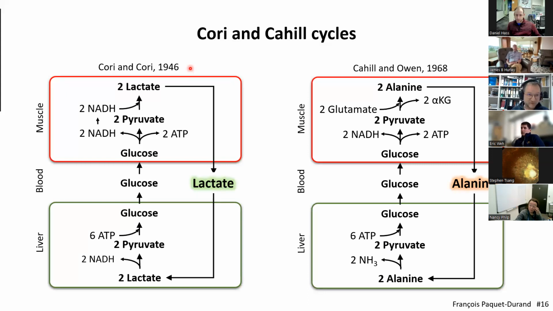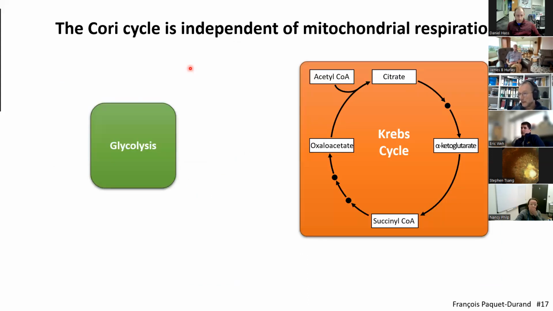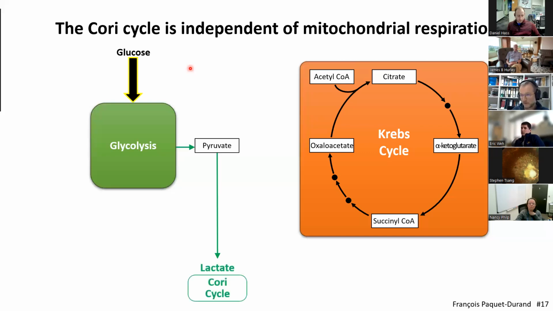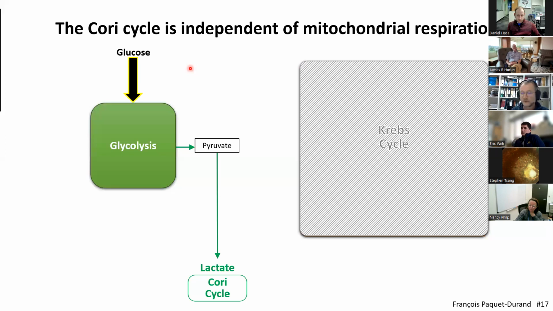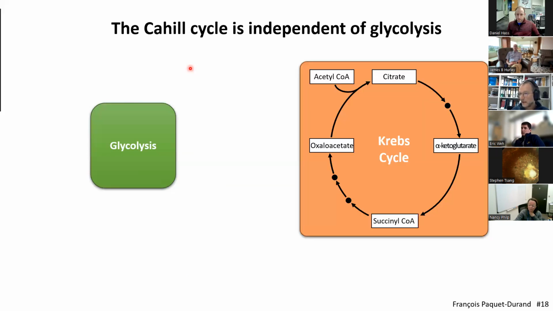So we found a lot of alanine. Now, another thing that is interesting about the Cori and Cahill cycles is that they're independent of mitochondrial respiration. For the Cori cycle, this is pretty obvious: glucose is converted to pyruvate, pyruvate is converted to lactate, and you don't need the Krebs cycle and oxidative phosphorylation at all for this. Now, in the Cahill cycle, it is not like that.